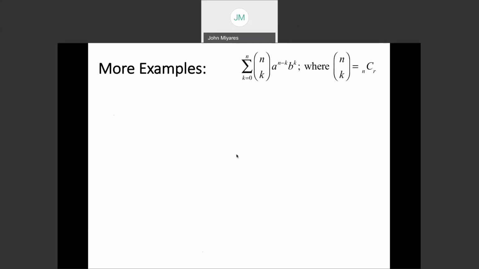Let's look at a few more examples. I put the binomial theorem here in sigma notation so that you can see where things are coming from. Here we see that we're going to be summing up from k equals 0 to k equals n the expression n choose k, which gives you the coefficients from the binomial and Pascal's triangle. Then you've got powers of a, which are decreasing from a high of n to a low of 0. Then the powers of b are increasing from a low of 0 to a high of n.